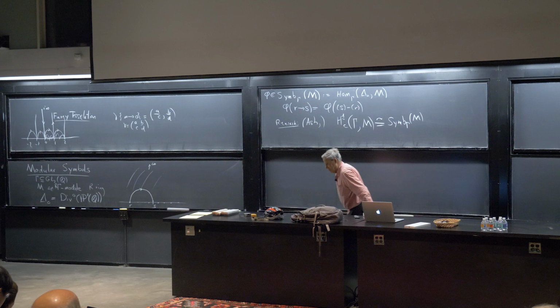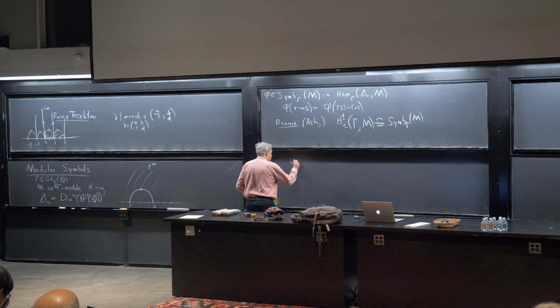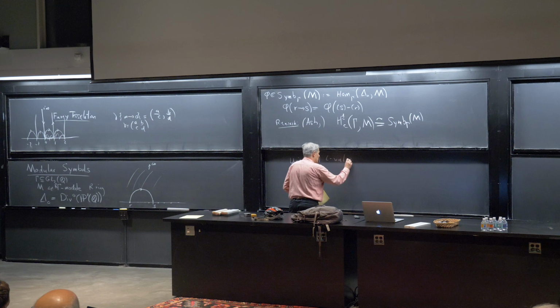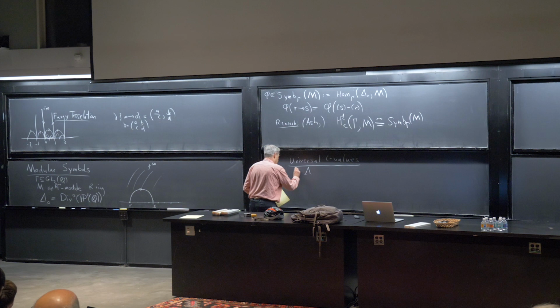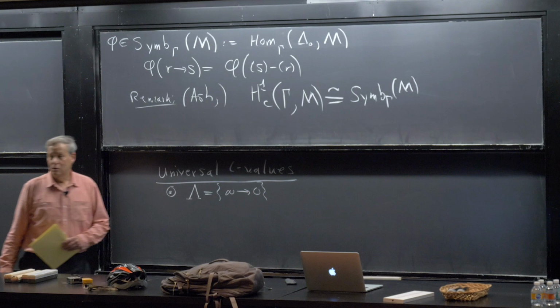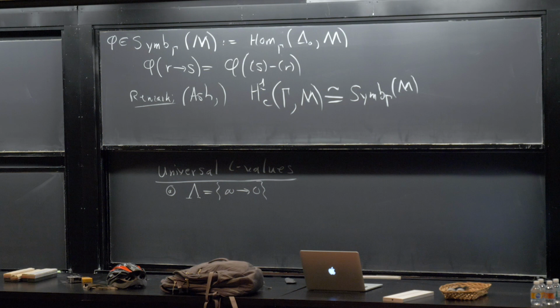Okay, so in particular, there are the universal L values. The universal L value is the path from infinity to zero. Or if you like, it's the difference between zero and infinity in delta zero. That's the path that you integrate a modular form over in order to get the Mellin transform of the modular form, and so that's how we compute L functions.